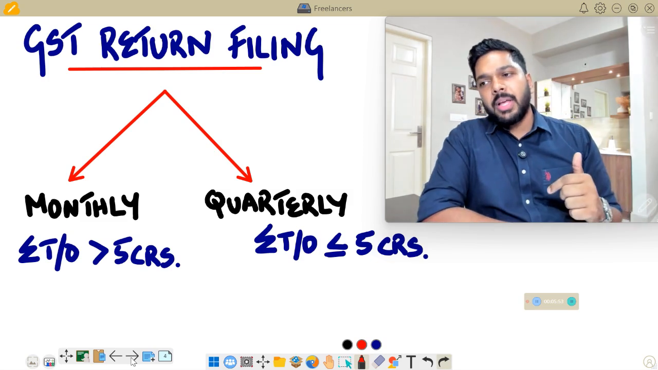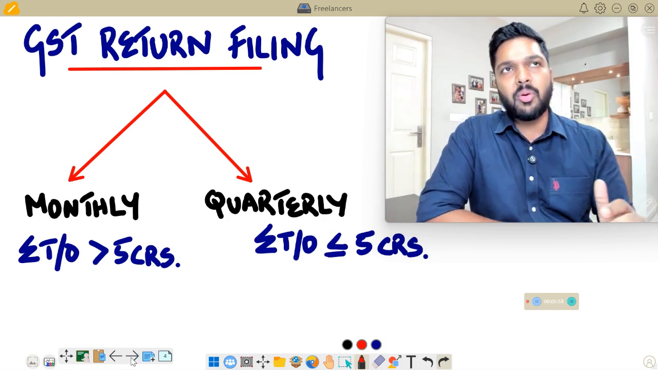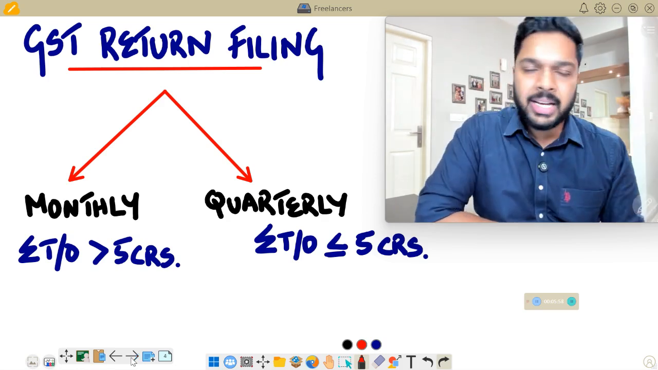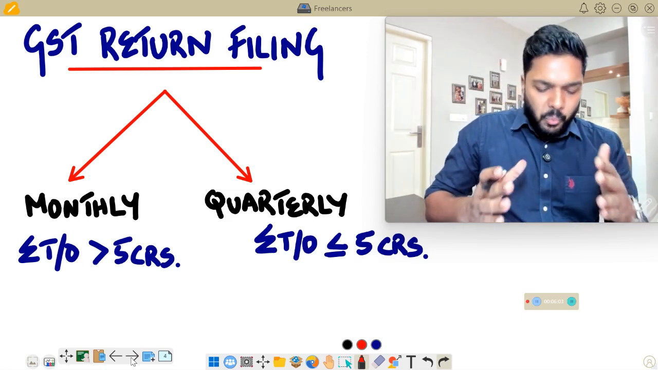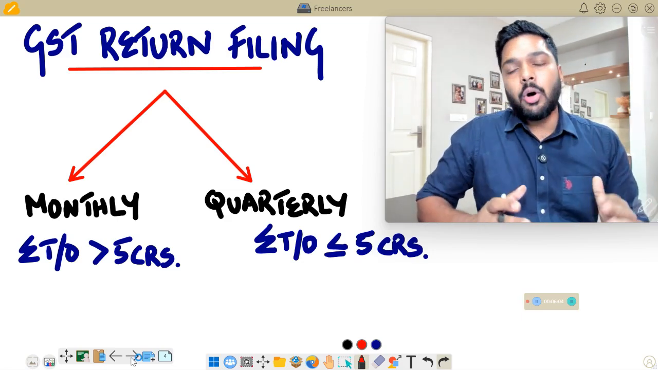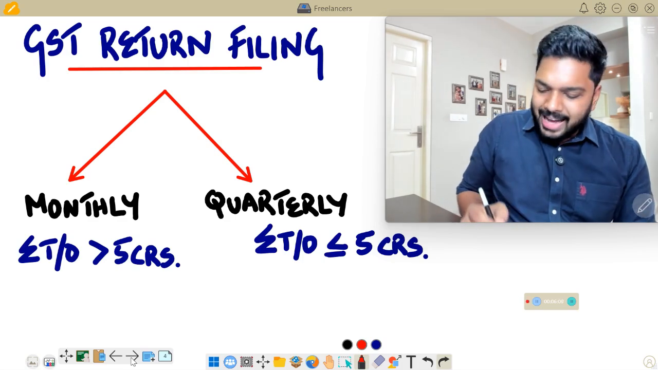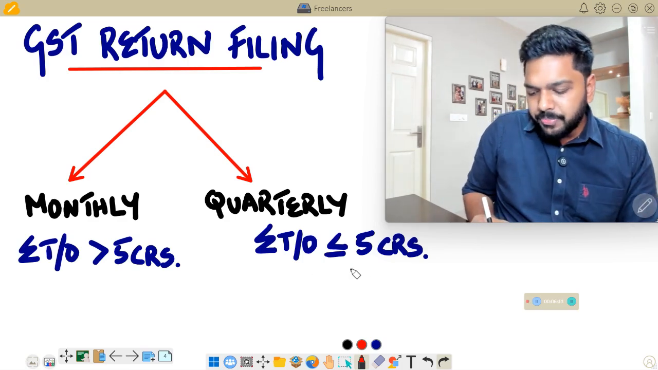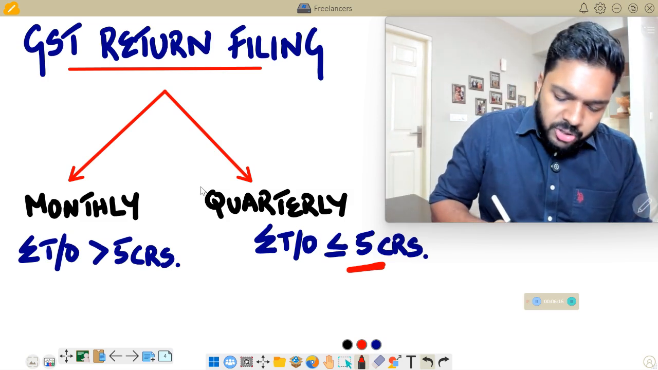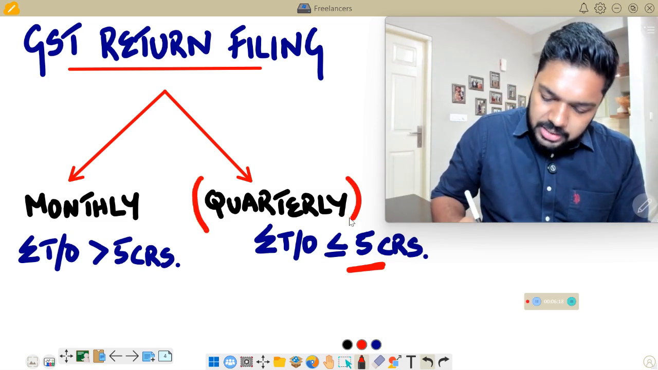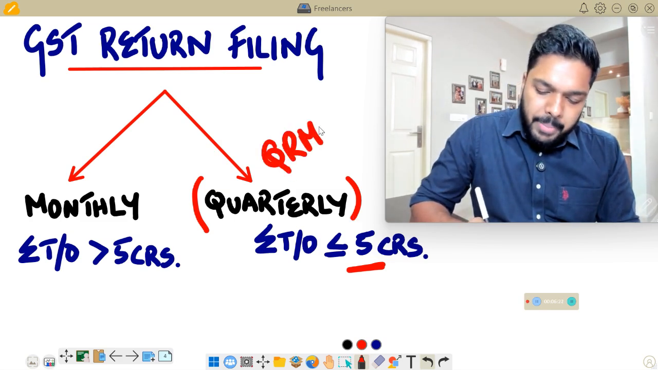Coming to return filing. Now, this topic is actually complicated because it has a lot of returns. We talk about GSTR-1, 3B, 4, 8, 7, 10 and all that. But for the purpose and relevance of this particular video, we'll just understand what is the criteria or the frequency of filing a GST return. Now, if your aggregate turnover in the preceding financial year is below 5 crores, which is a huge limit, then you have the option to go for a quarterly filing option scheme. It's called the quarterly return monthly payment scheme.